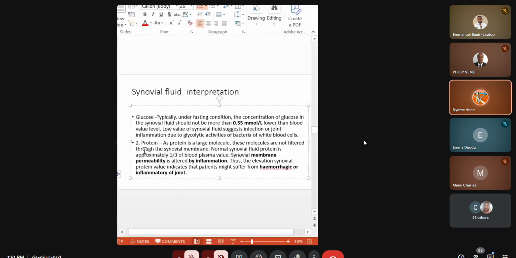Now, let's look at the protein. As proteins are large molecules, they are not filtered through the synovial membrane. Normal synovial protein is approximately one-third of blood plasma. So if you check and it is so high, it means there has been a break in the barrier, and so larger molecules are entering. There's a hemorrhage, there's an accident, there is an inflammation taking place. You understand? An elevation of synovial protein value indicates the patient might suffer from hemorrhagic or inflammatory joint disease.